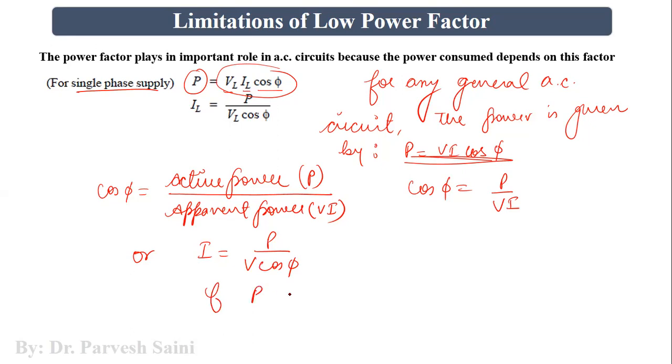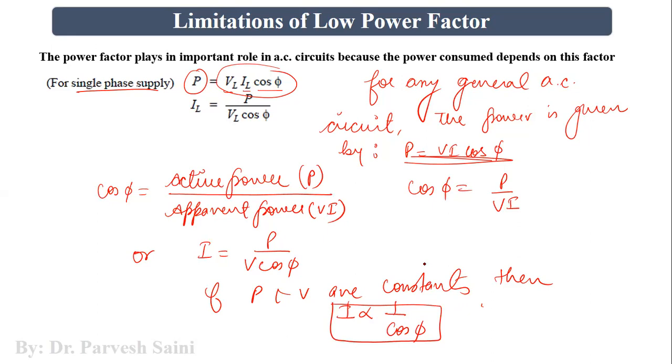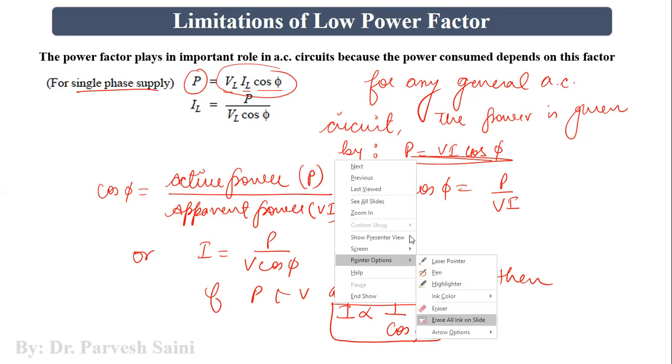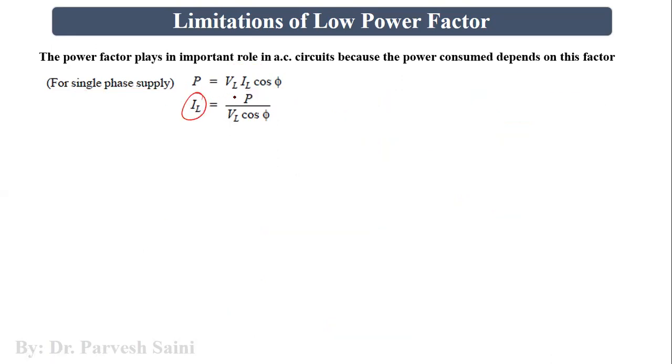So if P and V are constants, then I is inversely proportional to cos phi. That means if we increase the power factor, the current will reduce. Now which current? Load current. So if we rearrange this equation and assume that P and VL are constant, then we can say that load current is inversely proportional to cos phi.